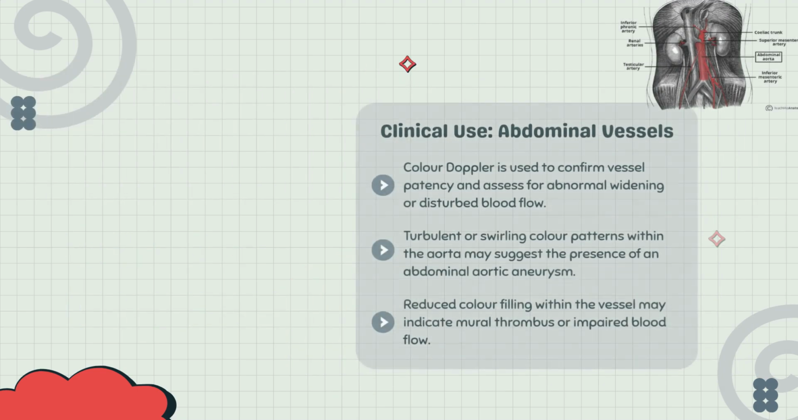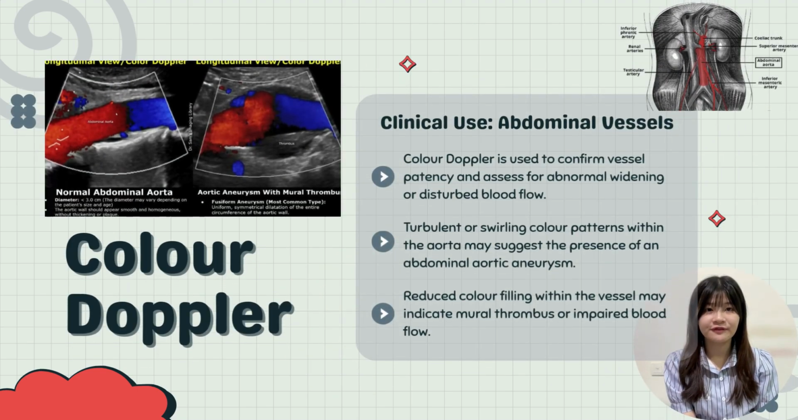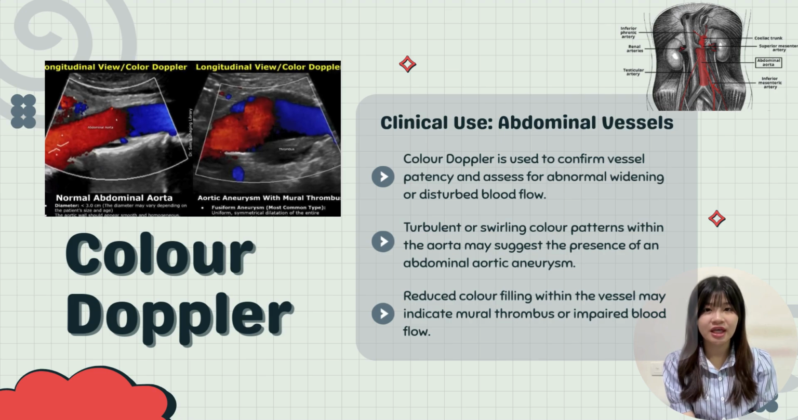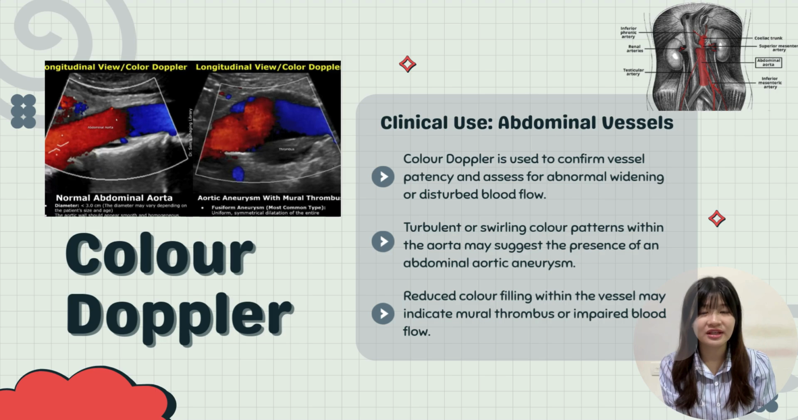Areas of mixed color or color aliasing indicate increased blood flow velocity, which commonly occurs at sites of arterial narrowing. Color Doppler ultrasound is used to evaluate blood flow in major abdominal vessels, including the abdominal aorta, renal arteries, and portal vein. In the abdominal aorta, color Doppler is used to confirm vessel patency and assess for abnormal widening or disturbed blood flow. Turbulent or swirling color patterns within the aorta may suggest the presence of an abdominal aortic aneurysm. Reduced color filling within the vessel may indicate mural thrombus or impaired blood flow.